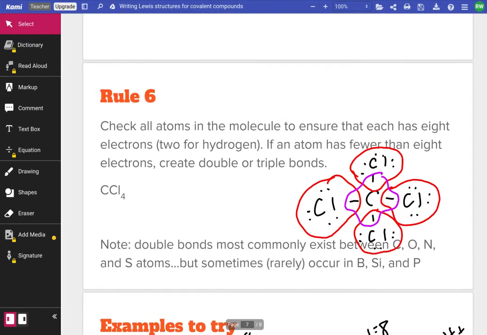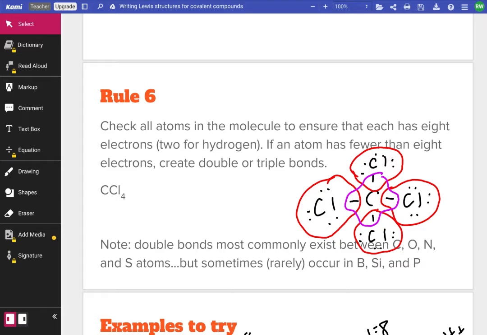And finally, Rule 6, which is really important, is to check that all atoms in the molecule have 8 electrons. There are some exceptions. Remember, hydrogen only wants 2. And if an atom has fewer than 8 electrons, you're going to create double or triple bonds, and I'll show you some examples of that in just a minute.